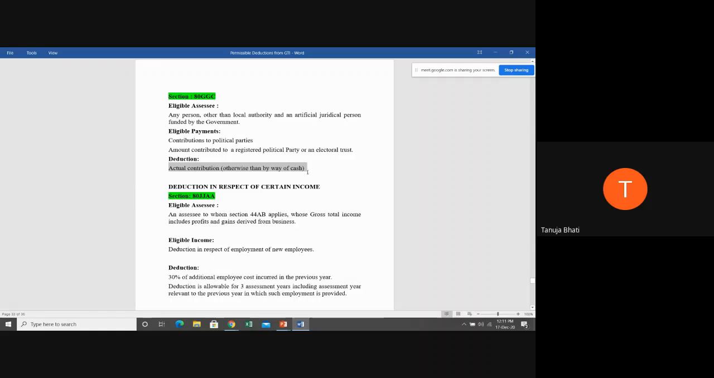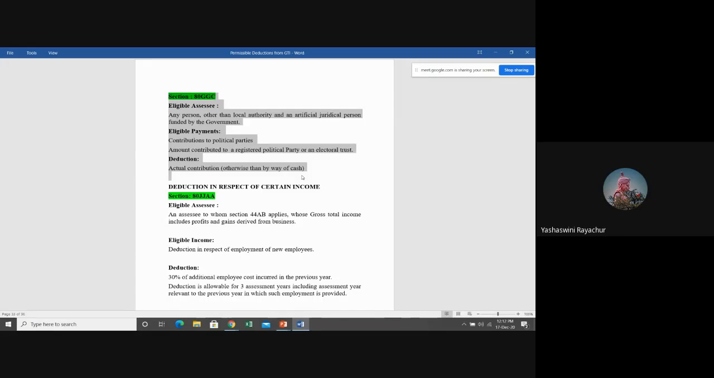So under 80GGB, it was only for an Indian company making a contribution to a registered political party, and 80GGC is for any person, other than those categories that are funded by the government. If they are making a contribution to the registered political party, they will get the deduction of the actual contribution made. So did you all understand section 80GGC?